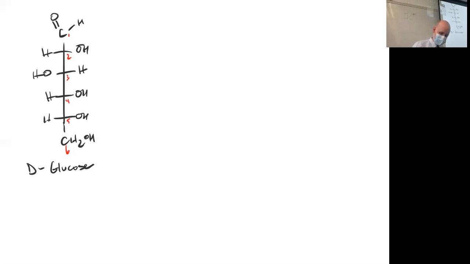All right, so let's imagine what would happen if that alcohol attacked. What would I get if this oxygen made a new bond to that carbon? It'd be a little tiny ring. How big would the ring be? It'd be carbon 1, carbon 2, and the oxygen. So it'd just be a 3-membered ring.